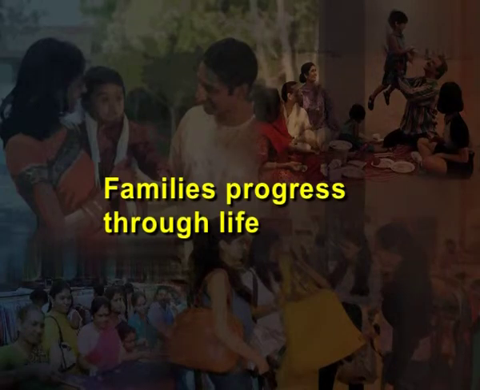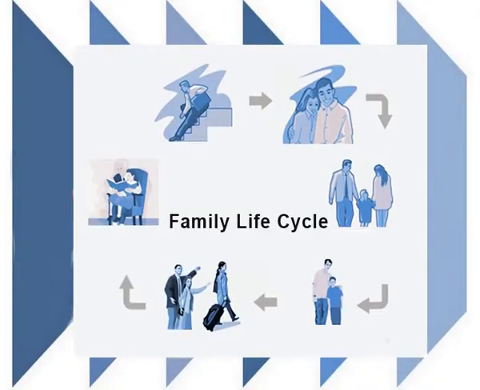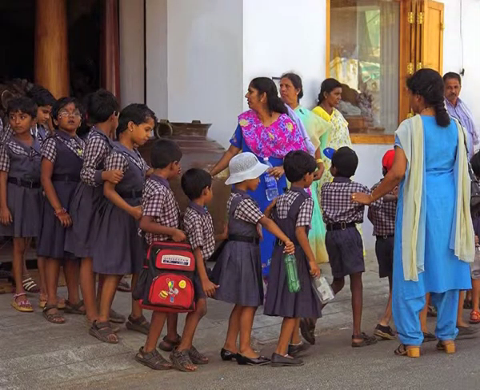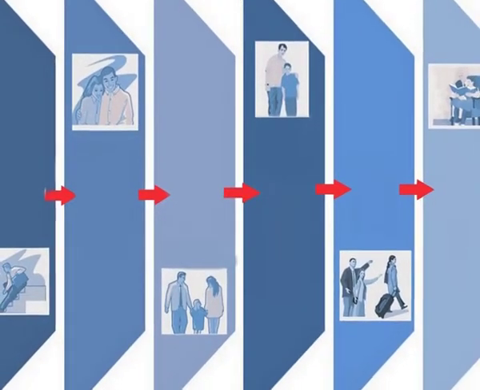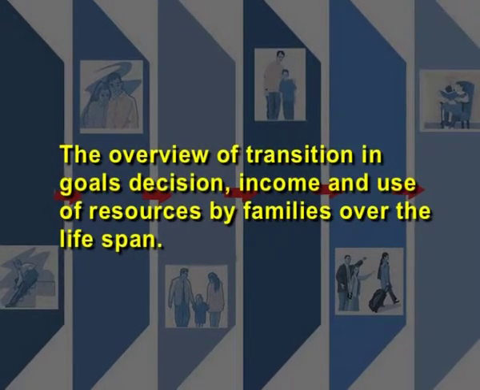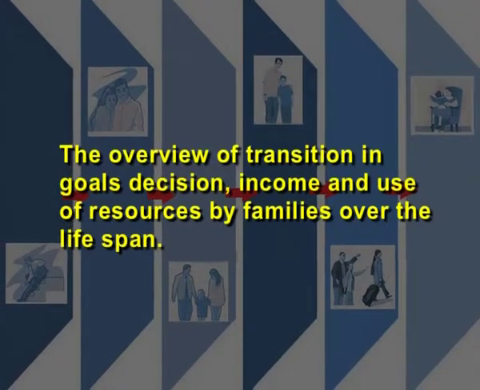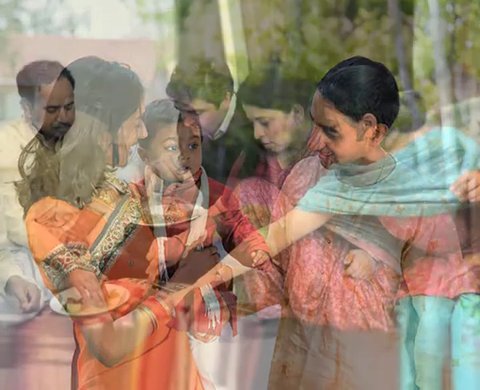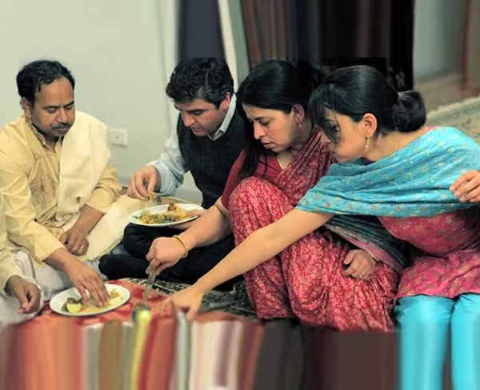Now we will learn about the family life cycle. Families progress through life. That is, the stages from the formation to the dissolution are described as the family life cycle. Usually, in a family life cycle, children are born, they attend school, they leave home, and one or both parents retire. It also helps in the overview of transition in goals, decisions, income, and use of resources by families over the lifespan.